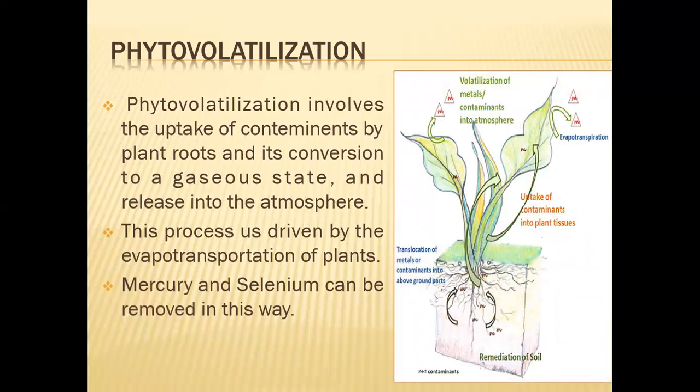Phytovolatilization. Phytovolatilization involves the uptake of contaminants by plant roots and its conversion to a gaseous state and release into the atmosphere. In this picture, we can also see the heavy metals move from roots to the shoots and then to the leaves, and after that they are released into the atmosphere. This process is driven by the evapotranspiration of plants. Mercury and selenium can be removed in this way.